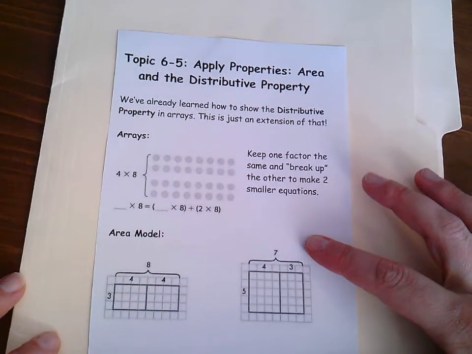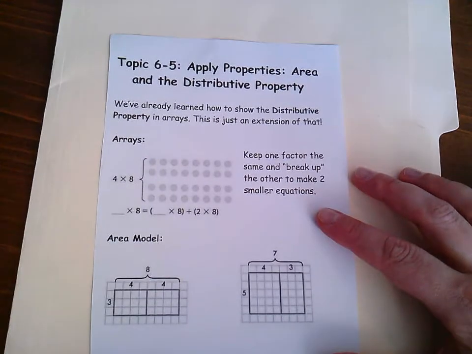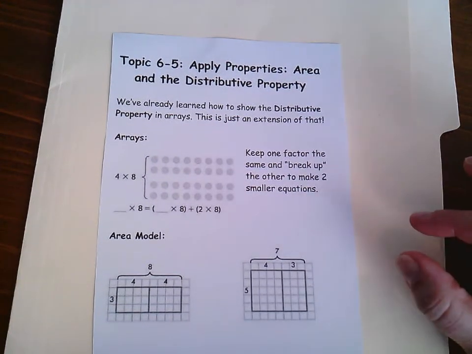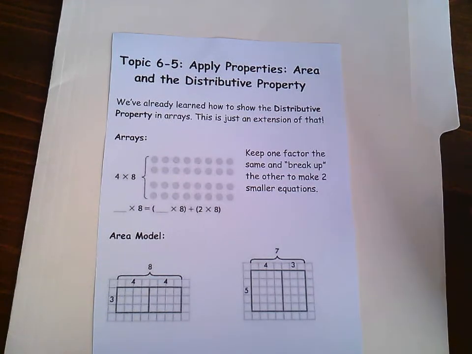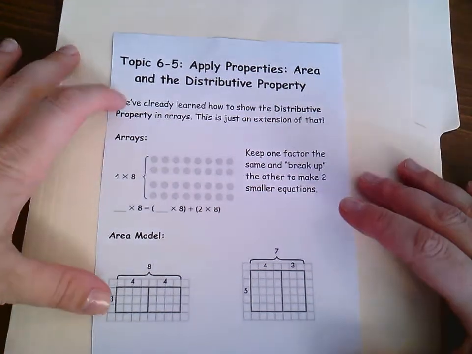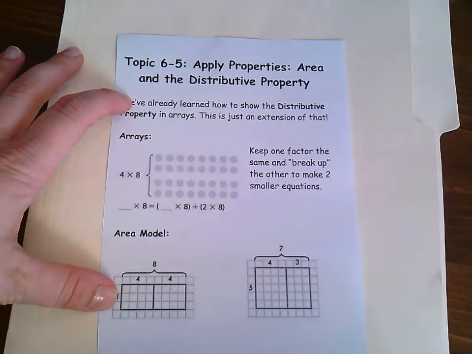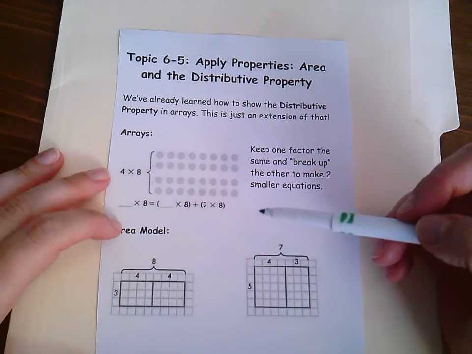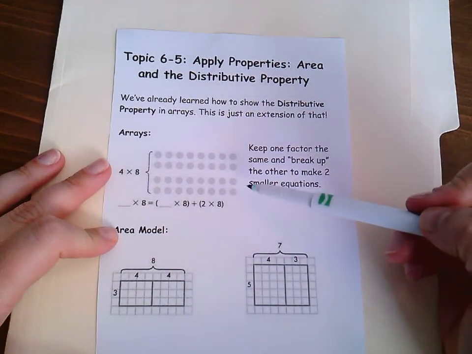So just a reminder, the distributive property is when we can take a larger fact and break it up into two smaller facts. And when we solve those two smaller facts, we can add the products together, and that will equal the product of the larger fact. Now, we've already done this several times with arrays, so this is more of the same. So let's just review with the arrays.